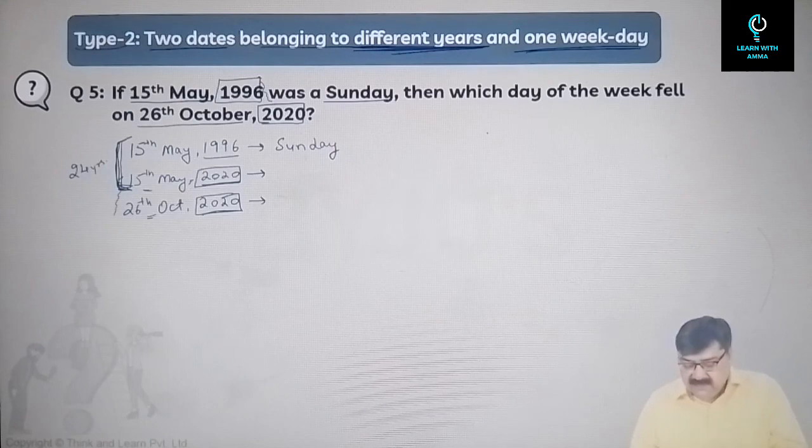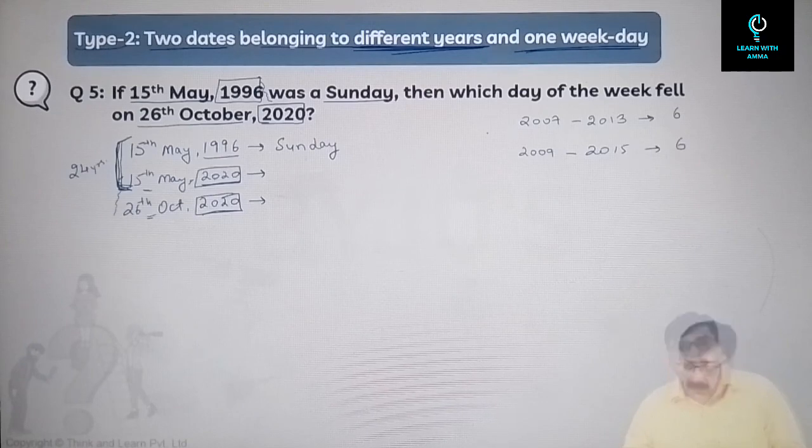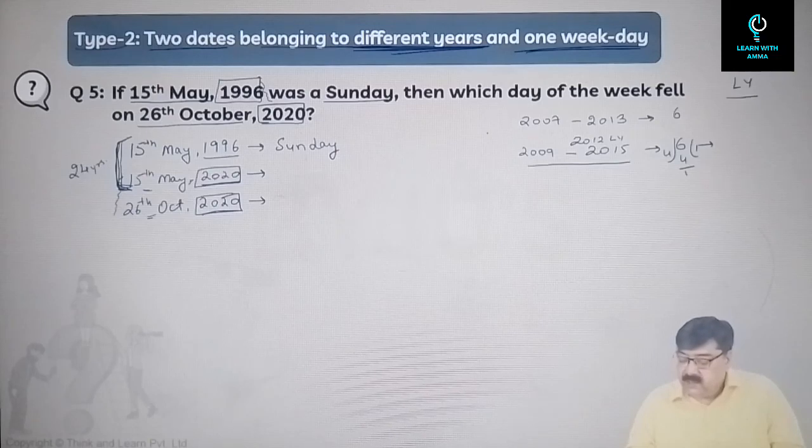All right, let me give you an example here. 2007 to 2013. How many years are these? These are 6 years. Now, 2009 to 2015. How many years are these? 6 years. But in the period 2009 to 2015, there is only one leap year, which is 2012. This is the only leap year. So here, if you divide this by 4, fine, I agree, you get 1. So the leap year count here is going to be 1.